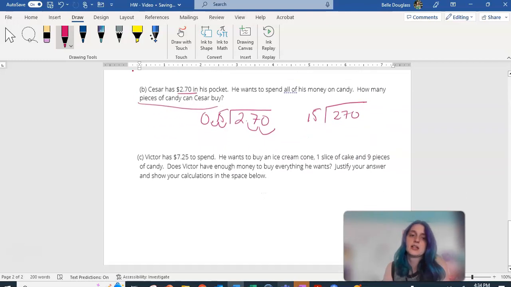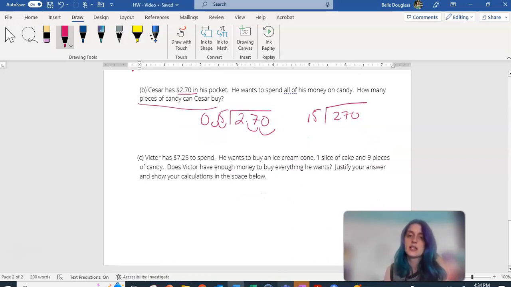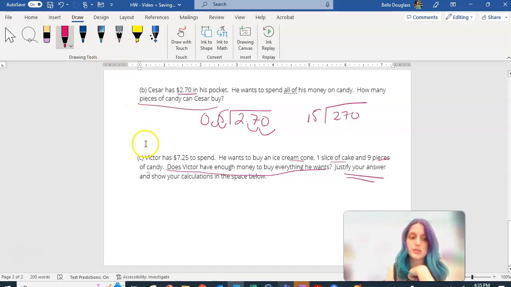Part C, he has $7.25. He wants to buy an ice cream cone, a slice of cake, 9 pieces of candy. Your question is twofold. Yes or no, does he have enough money to buy everything that he wants to buy? And that's not enough to just say yes or no. Tell me why you know. Prove it to me with math. Explain to me, yes, he has this much money and he's spending this much money, or no, he doesn't have enough money because he needs this much more. So you need to explain your answer.